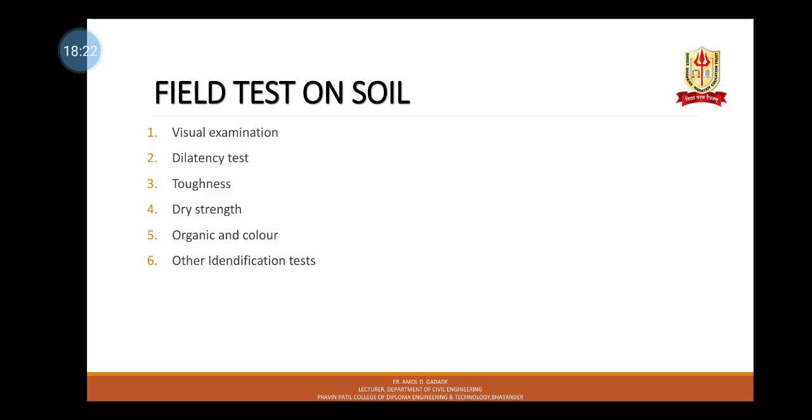Next one is organic content and color. Fresh wet organic soils have the characteristic odor of organic matter. Organic soils have usually dark coloration. Other identification tests, such as the acid test, reaction to hydrochloric acid. The test is to assess the presence of calcium carbonate. In case of soils with high dry strength, a strong reaction indicates that the strength may be due to calcium carbonate as a cementing agent rather than colloidal clay.